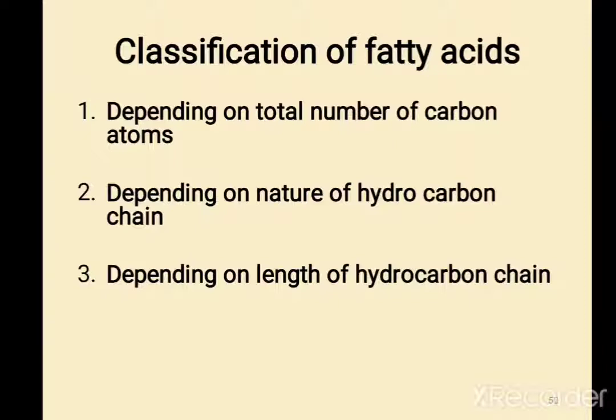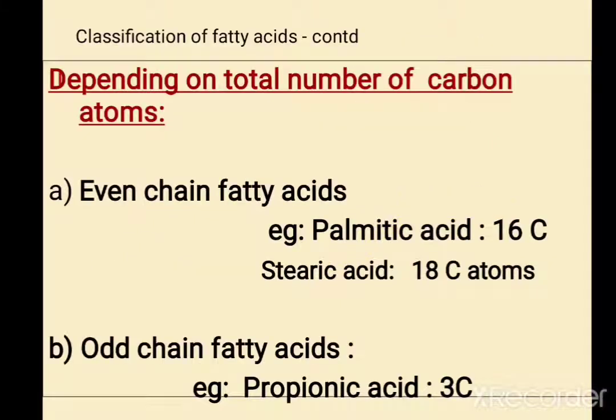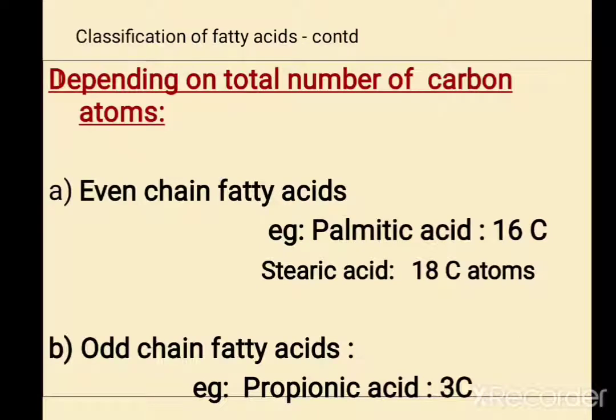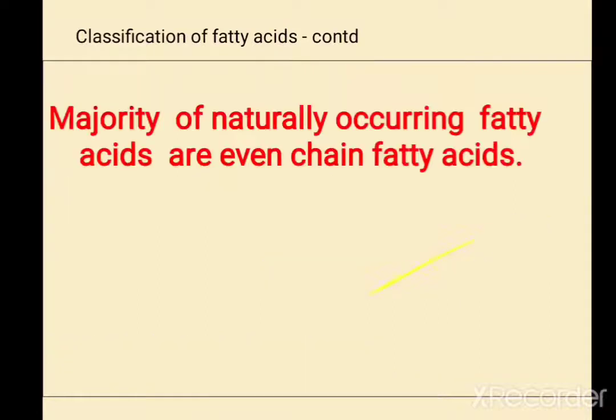Coming to the classification of fatty acids, we can classify fatty acids on the basis of different criteria: depending on the total number of carbon atoms, or depending on the nature of the hydrocarbon chain, or depending on the length of the hydrocarbon chain. On the basis of the total number of carbon atoms, fatty acids are divided into two groups: even chain fatty acids and odd chain fatty acids. For even chain fatty acids, examples are palmitic acid and stearic acid. Palmitic acid contains 16 carbon atoms and stearic acid contains 18 carbon atoms. For odd chain fatty acids, the best example is propionic acid, which contains 3 carbon atoms. The majority of naturally occurring fatty acids are even chain fatty acids.